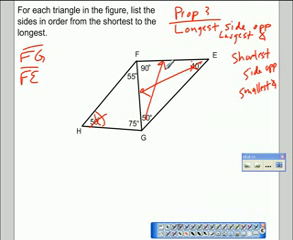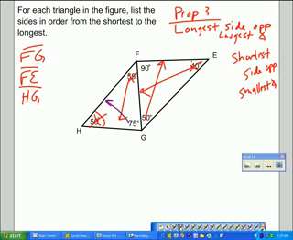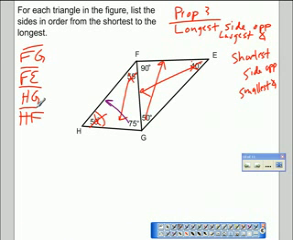Okay, what's the next largest? What's the number that's next biggest? 55. What side is opposite the 55 degree angle? HG. So HG is next. What's the next biggest angle measure? 75. What side is 75 opposite? HF. HF is next. Which means what one's left? The 90. What's the longest side? GE.